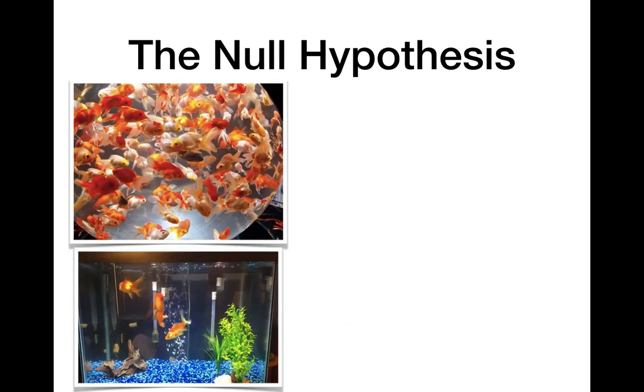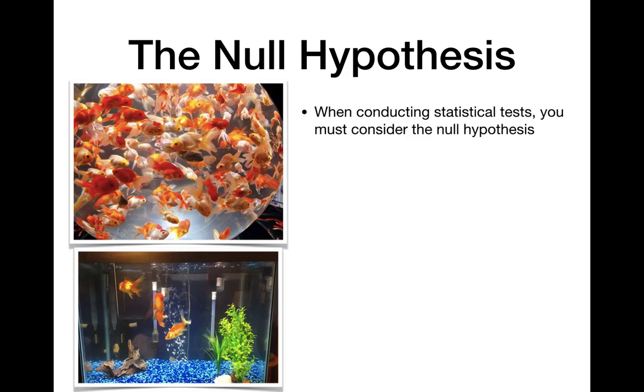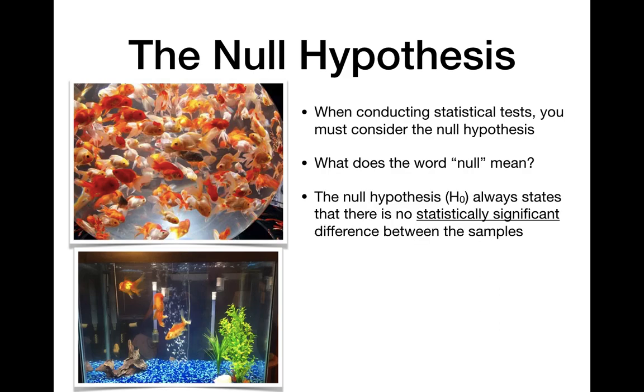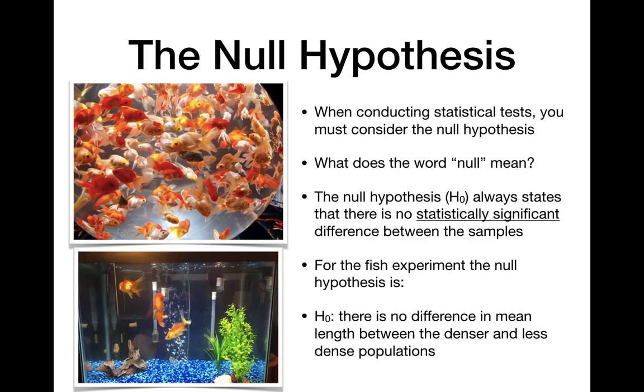Okay, so before we can do the test, let's talk about our null hypothesis. We already talked about this a little bit, but I want to come back to it. We consider the null hypothesis for any single test, including Pearson's, but I wanted to do one test before I talk about this to give you some context. So null, as we already talked about, means there's nothing. The null hypothesis, or H naught, states there is no statistically significant difference between the samples. So for this fish experiment, we looked at this one already before, how the density of the fish population affects the mean length of the fish. The null hypothesis would be there is no difference in mean length between the denser and less dense populations.